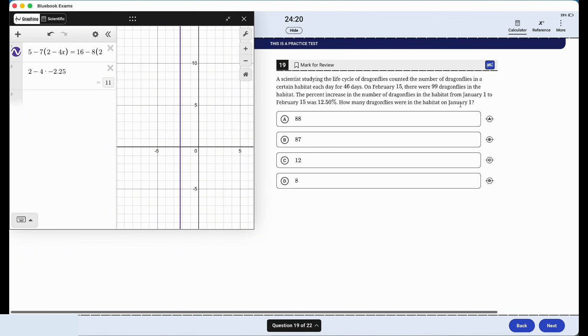Okay, so here's the deal with this one, right? A lot of people are going to get this wrong because they're going to think about it in a way that seems to make sense and it doesn't, right?